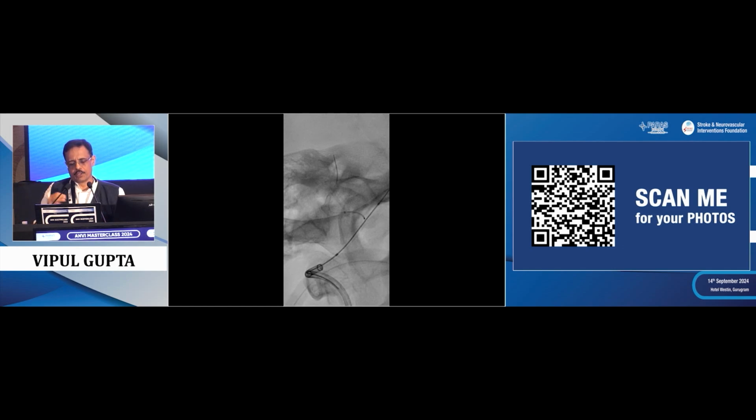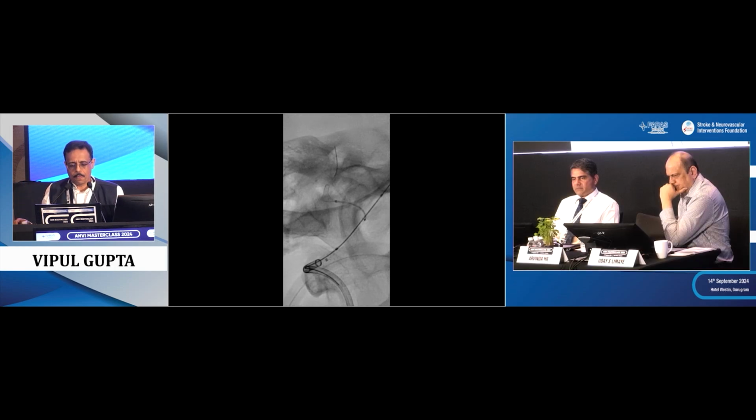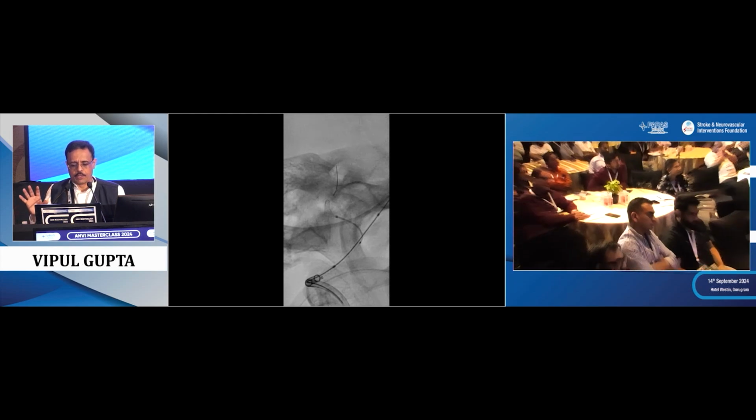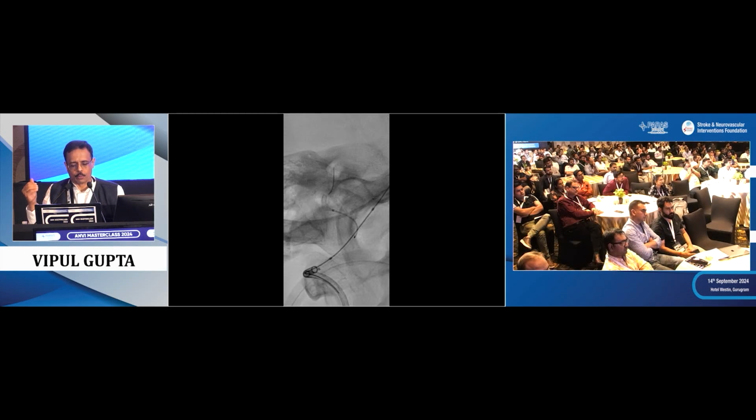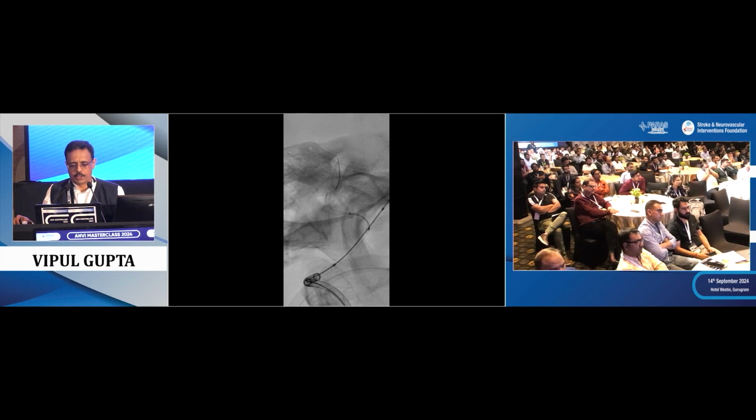So we decided we'll resheath and deploy with slightly less force and see how it goes. So we resheathed it, and as I said, we kept a balloon there. You needed to support the microcatheter, number one, and number two, in case of any bleeding. So that's a Hyperglide which is there in the vertebral.